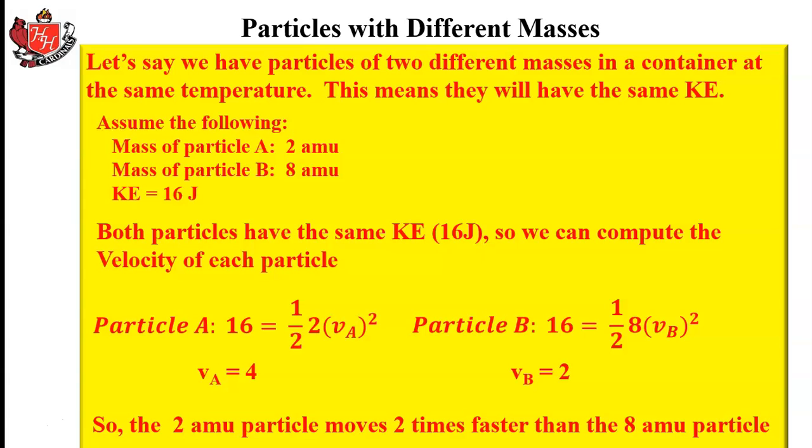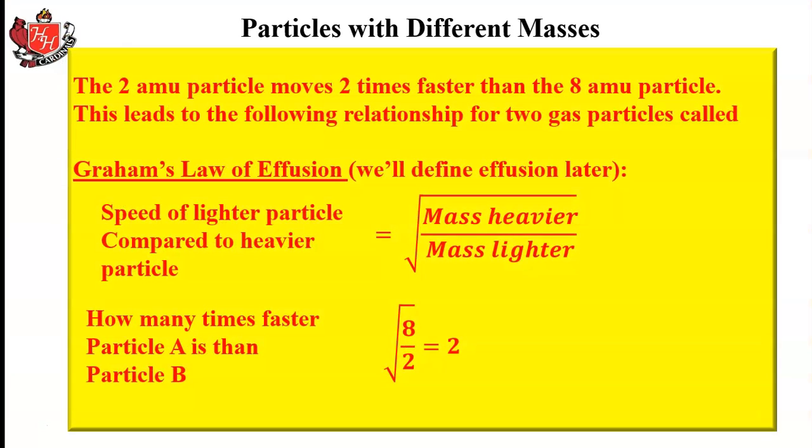So you'll notice that the smaller particle, the lighter particle, is twice as fast as the heavier particle, a velocity of 4 versus a velocity of 2. So the 2 AMU particle moves 2 times faster than the 8 atomic mass unit particle.